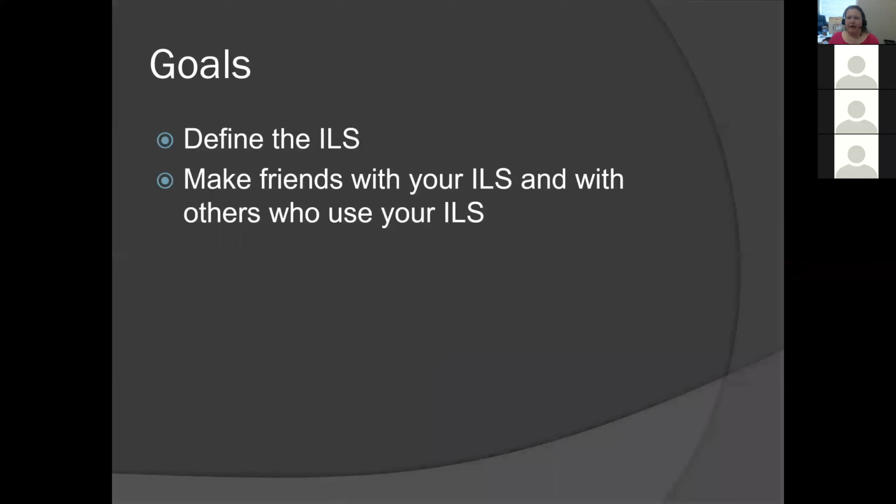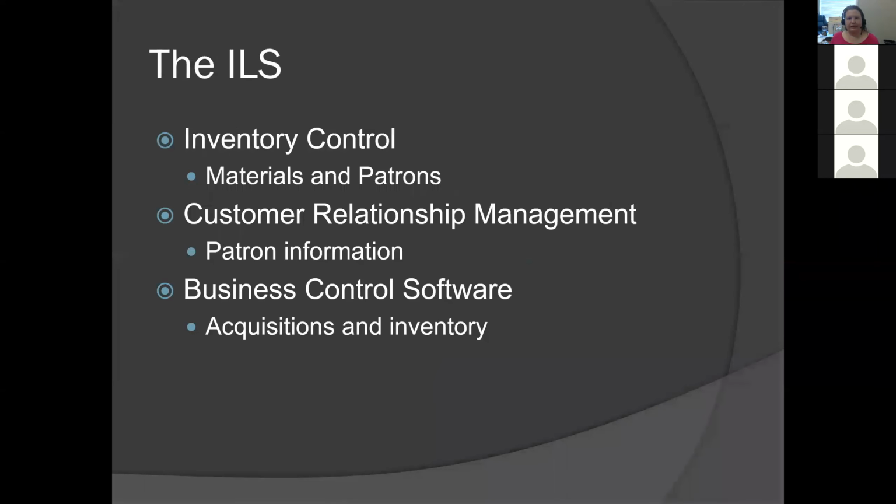We're going to start talking about your ILS, the Integrated Library System that you have in your library. We're going to talk about what it is, and then I'm going to encourage you, if you're not already friends with your integrated library system, to make friends with it and with others who use your ILS, because those are some of your better networking choices. For quick questions, sometimes your peers are a better choice than the vendor itself.